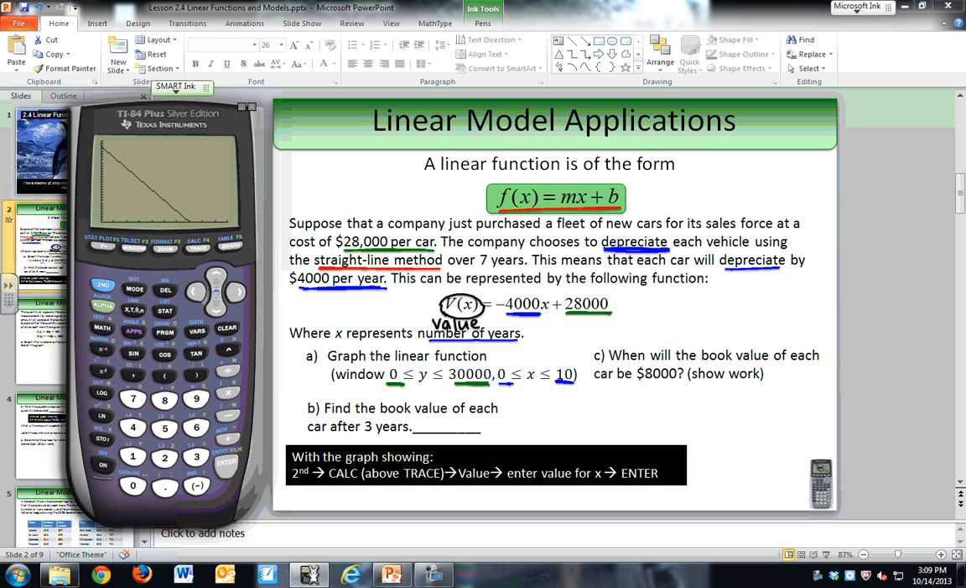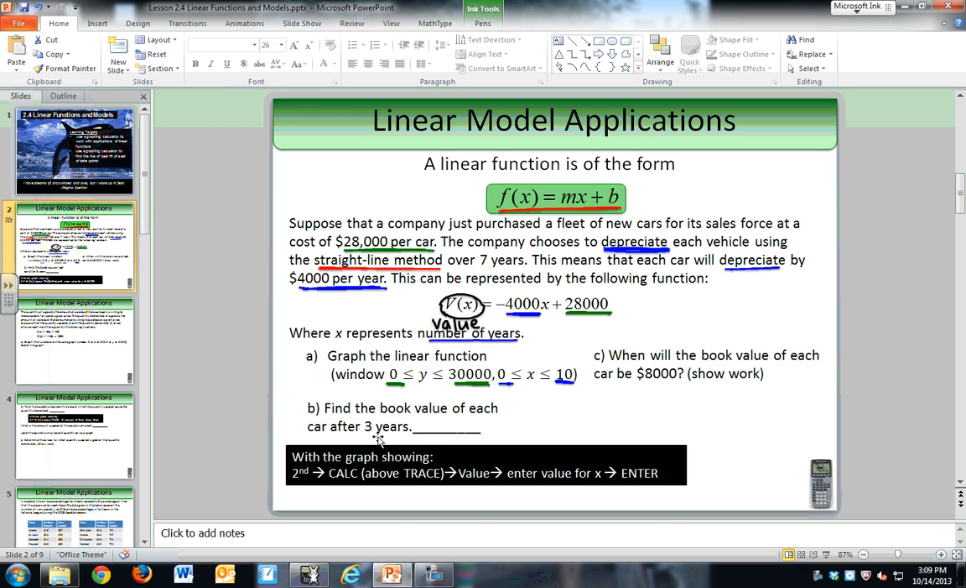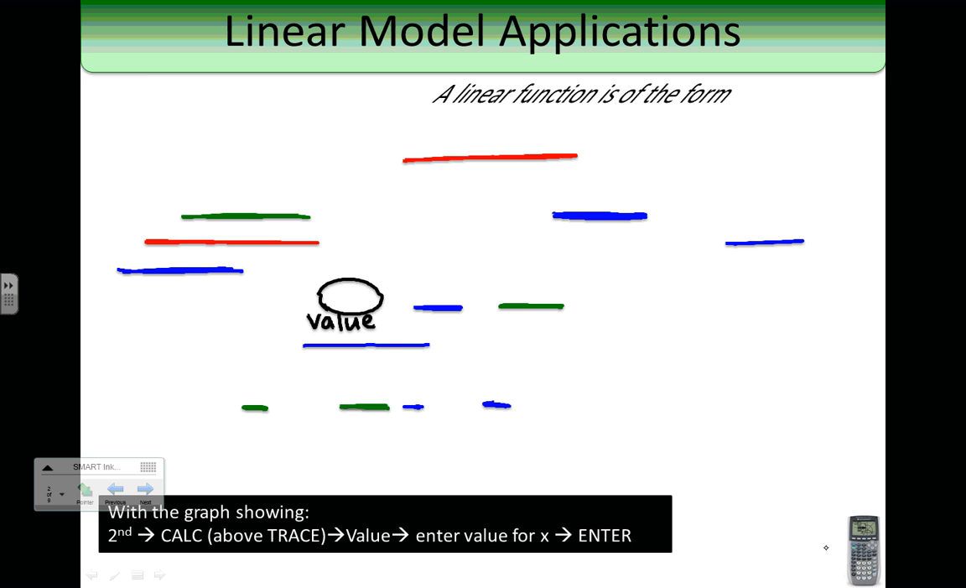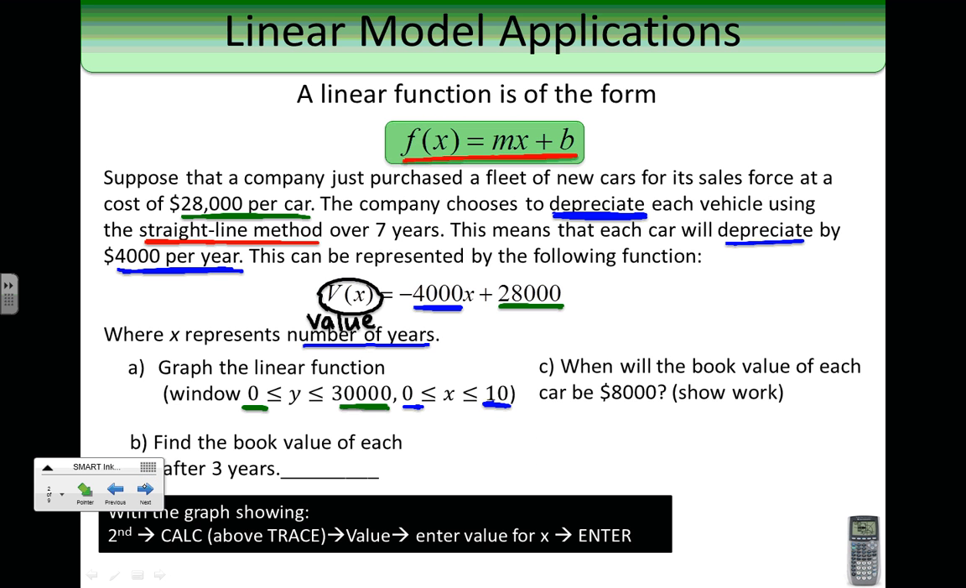So there's our graph. So part B says find the book value of each car after 3 years. So the book value is going to be the V, the Y. So after 3 years, which is our X value, 3 years is our X value, so we want to plug that in and find our Y value.